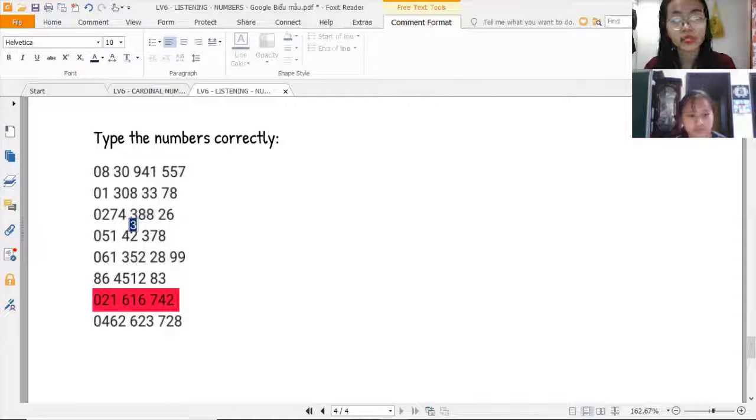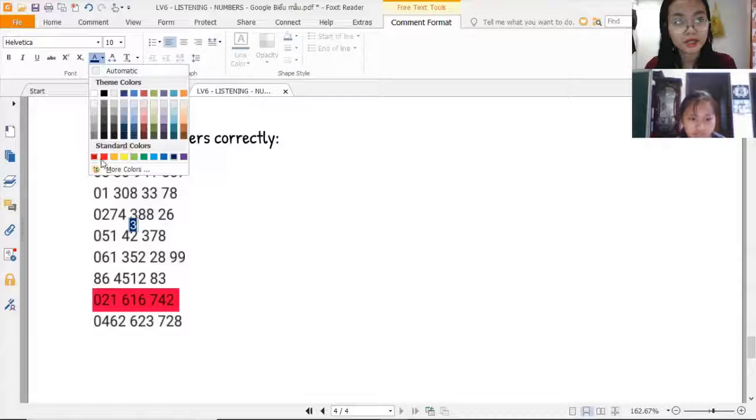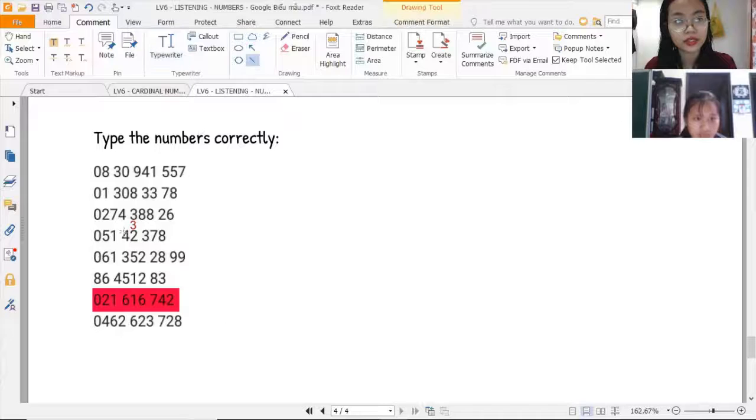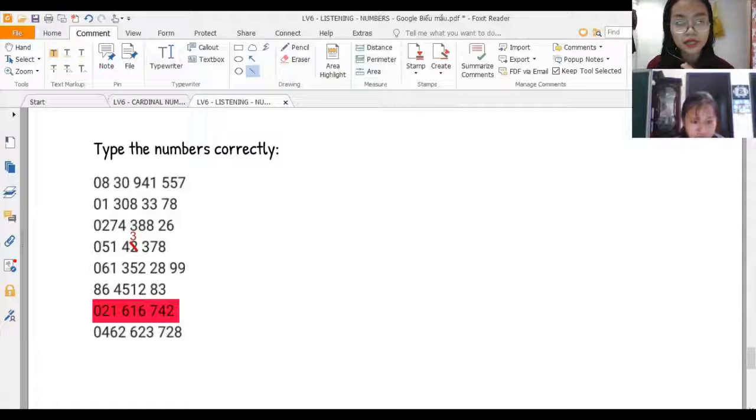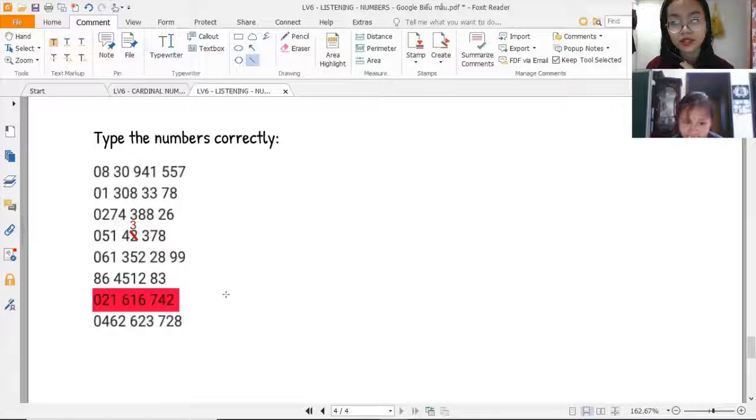Oh, where is this one? Okay, change the color. This one red color. And okay, this one is not correct here. And then the next one, 021. Okay, the second to last one. 0462 623 728. Oh, sorry, this is the last one. 021 616 7425. Okay, can you hear the last number of this telephone number? One more number here. Okay, here again. How to write it?